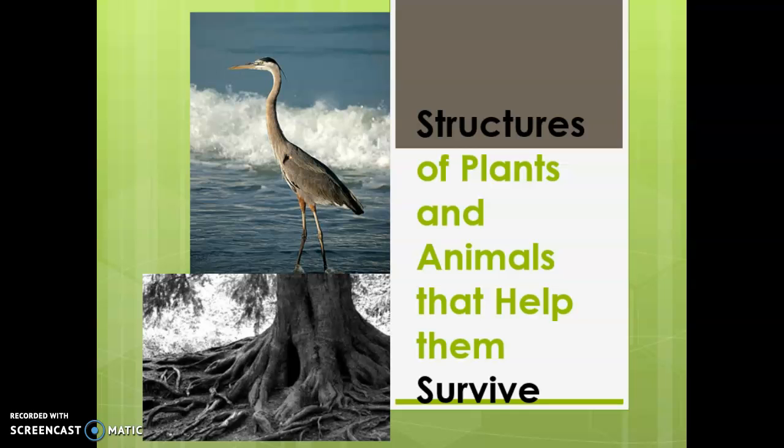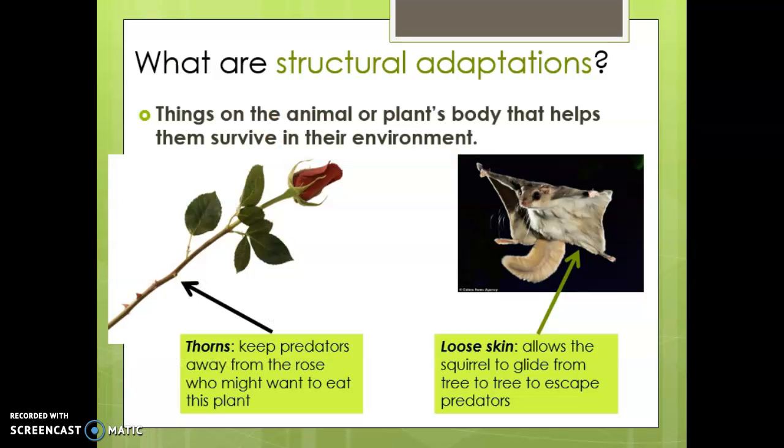Structures of plants and animals that help them survive. What are structural adaptations? They are things on the animal or the plant's body that help them survive in their environment. Let's take a look at our first example here of the rose. This plant has thorns to keep predators away from the rose who might want to eat this plant.